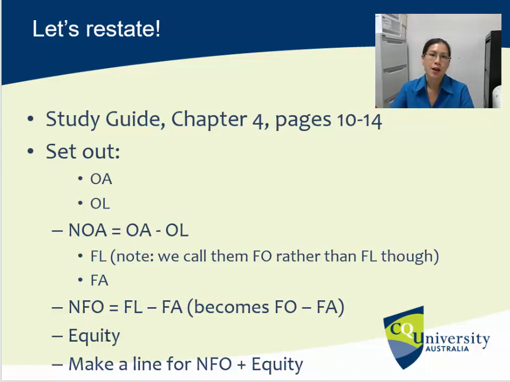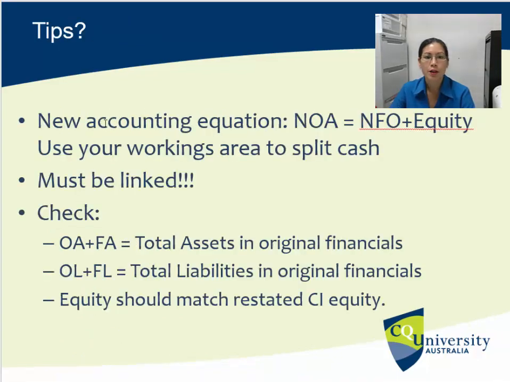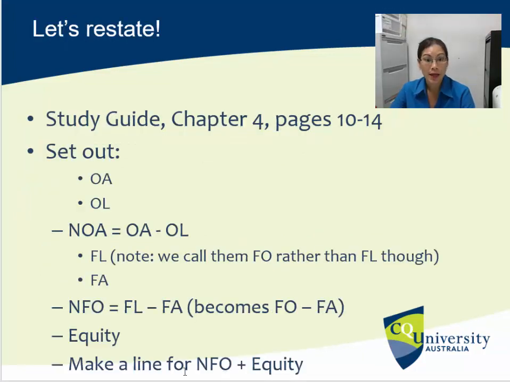And then we carry across equity at the bottom. Right underneath the total equity line, we put another line for net financing obligations plus equity. And that is the line that has to match back to our net operating assets. Remember, with our new accounting equation, NOA equals our net financing obligations plus equity. That's our new accounting equation. So we have to make a line so that we can actually check that.